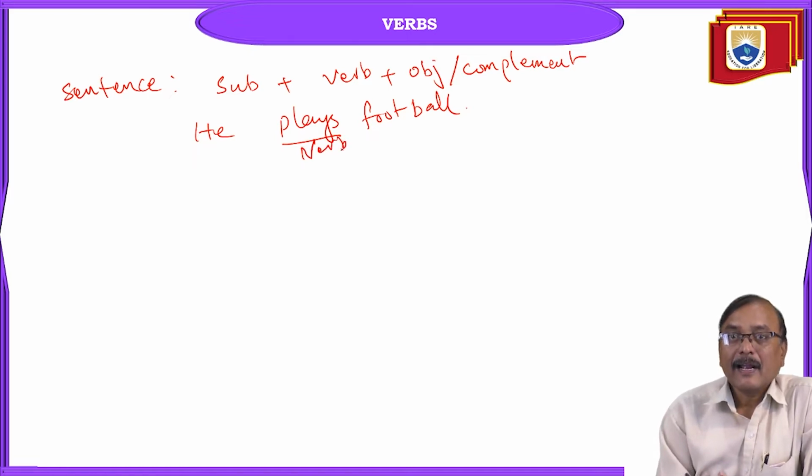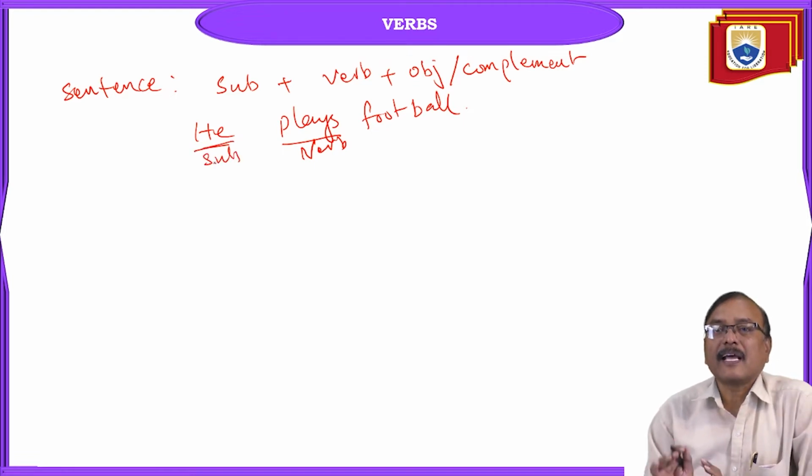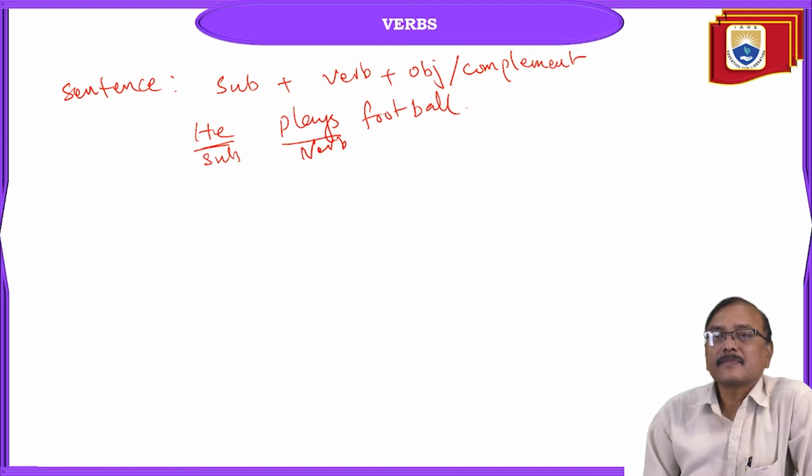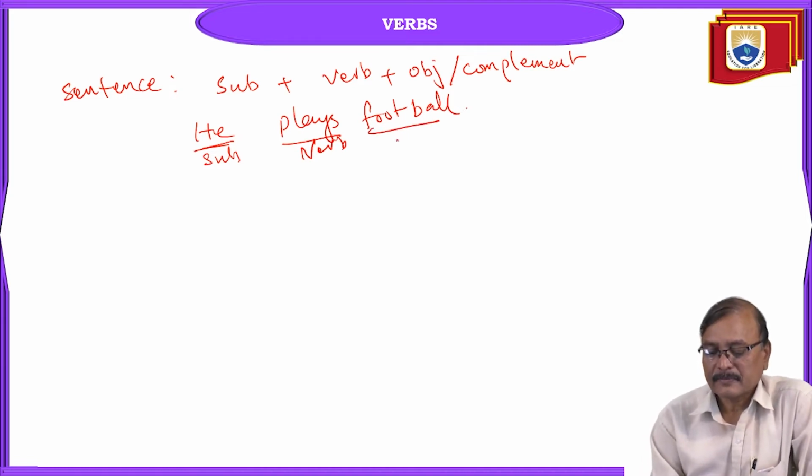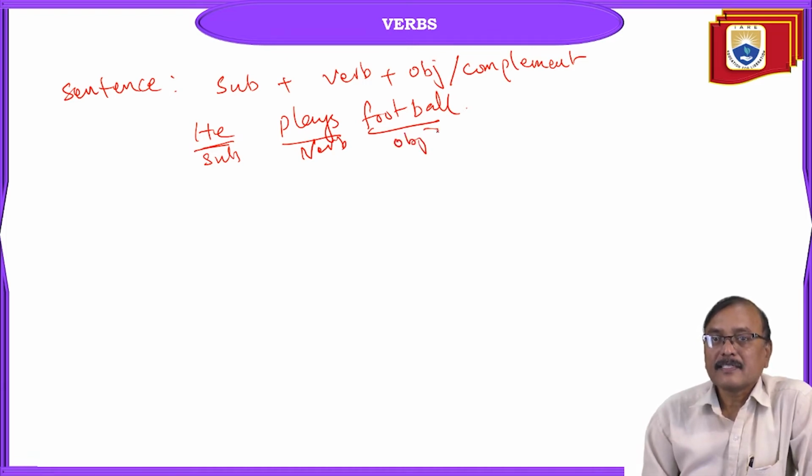And who does the action here? "He." This is the subject. Subject means who does the action. "He plays what?" Football. This is the object. Is it clear? Next.